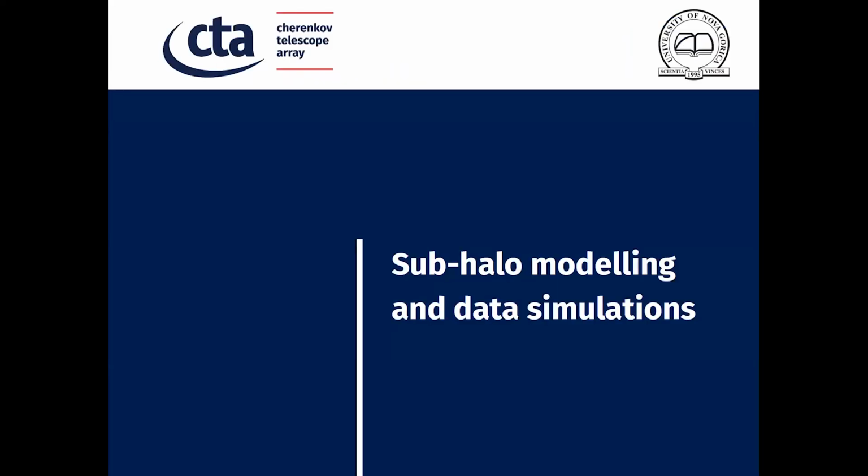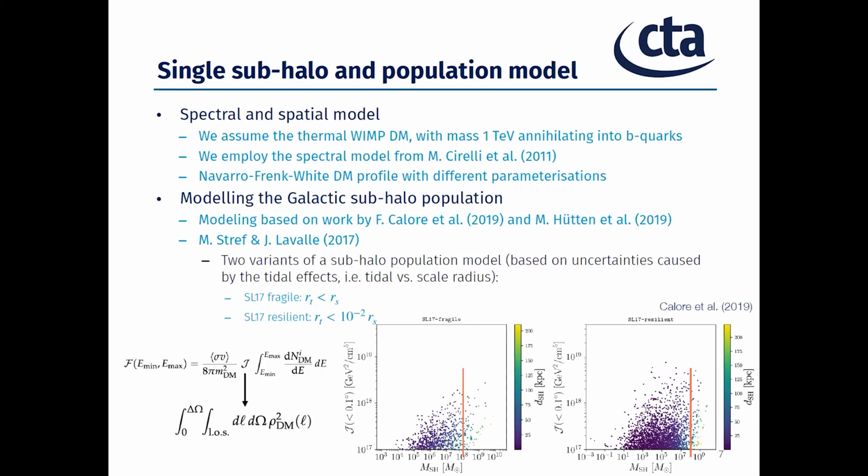So for the modeling that we assume in our analysis, for the spectral and the spatial model, we are assuming a thermal relic dark matter with mass typically 1 TeV for the flux sensitivity, and then also considering different mass ranges for the dark matter particles, annihilating for now only in the b-bbar channel. So we employ the spectral model that is presented in this paper.